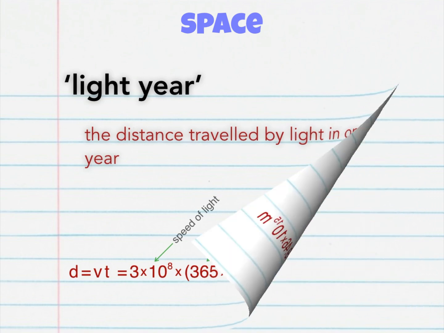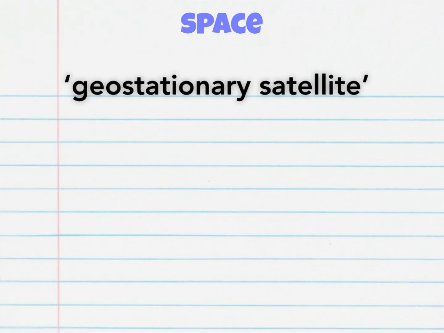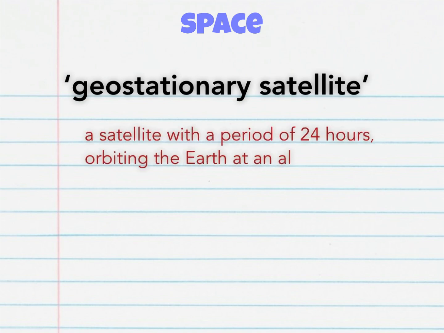This is our final definition, geostationary satellite. The important things to remember here are the period of the satellite, that's the time taken for it to orbit the Earth, and its height above the Earth's surface, its altitude. So a geostationary satellite is a satellite with a period of 24 hours orbiting the Earth at an altitude of 36,000 kilometres. To end the video, we'll look at some diagrams.